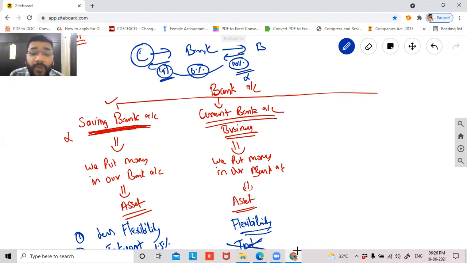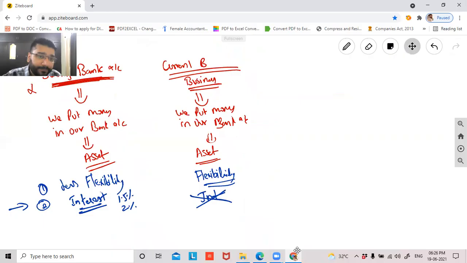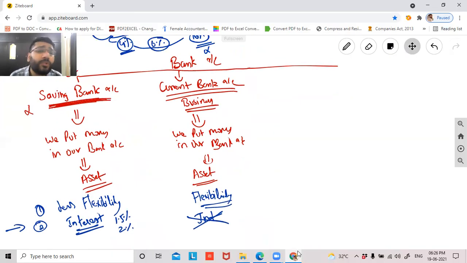So you're a very risky person to me. I cannot consider your money as very safe. So the banker will not pay any interest. That is why in a current account, guys, there is no interest element involved. But still, why do businessmen choose a current account?